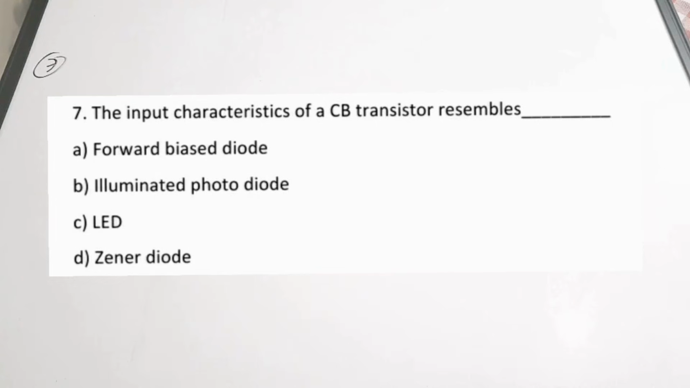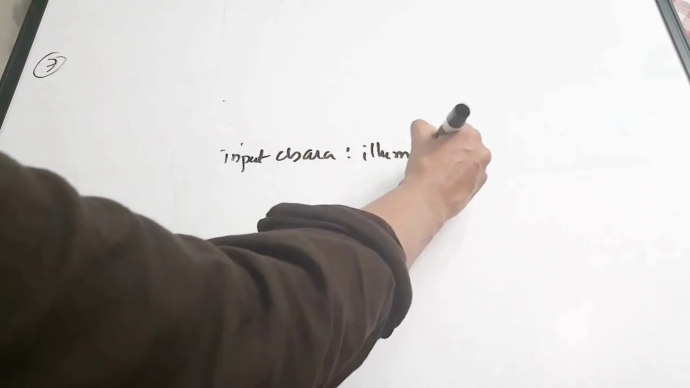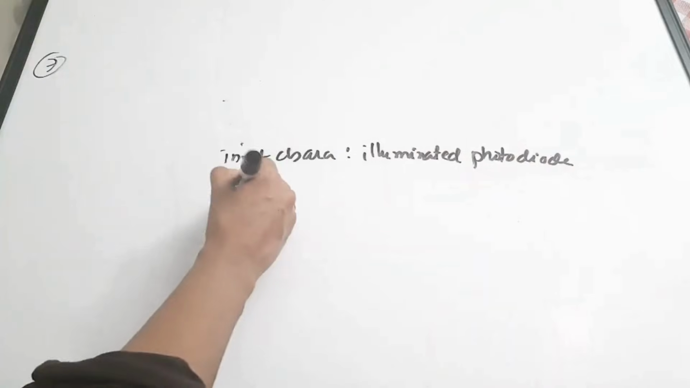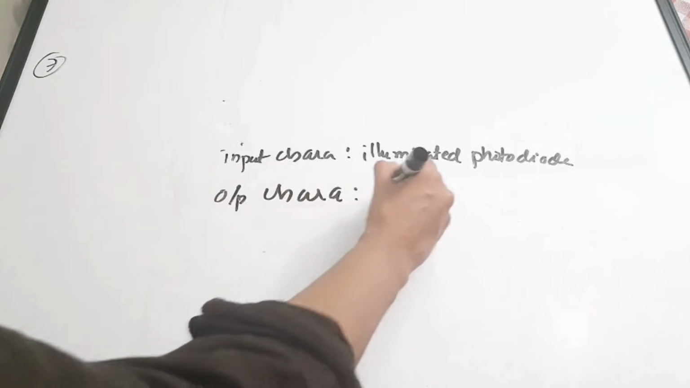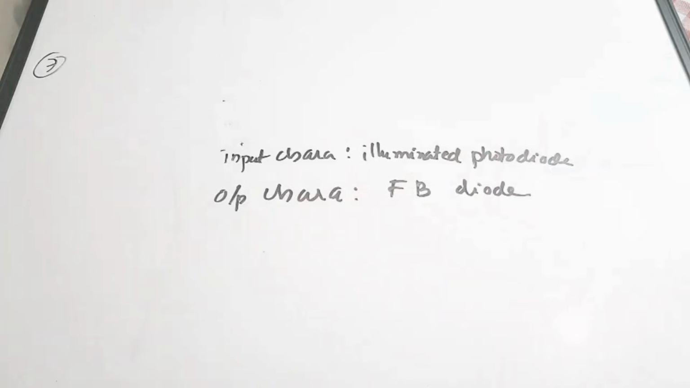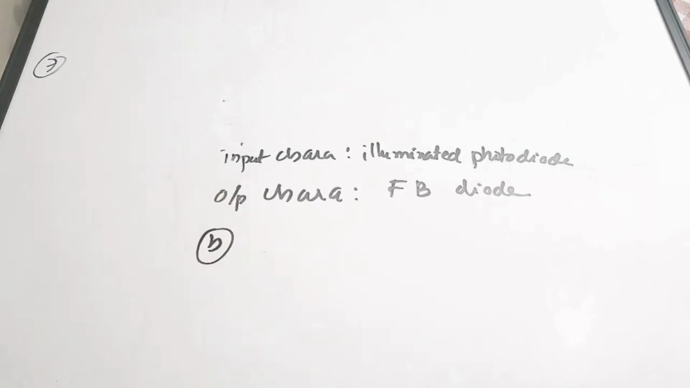The correct answer is, the input characteristic resembles that of an illuminated photodiode, and the output characteristic resembles that of a forward bias diode, a normal diode. Okay, so just note it down. That is the case for input and output characteristics. Here it is asking for the input characteristic, so the correct answer is option B. Moving on to the 8th question.